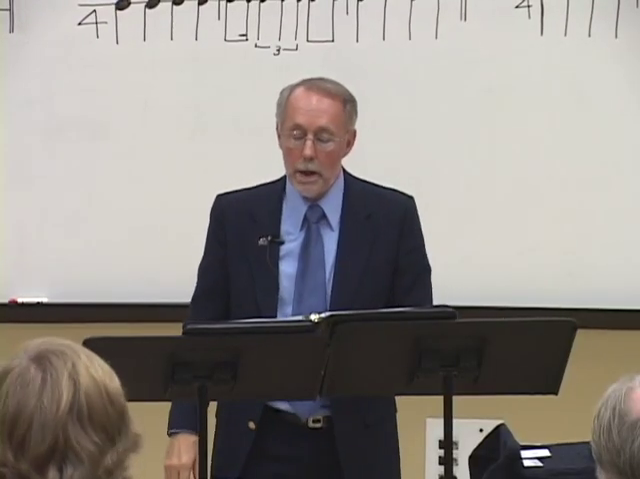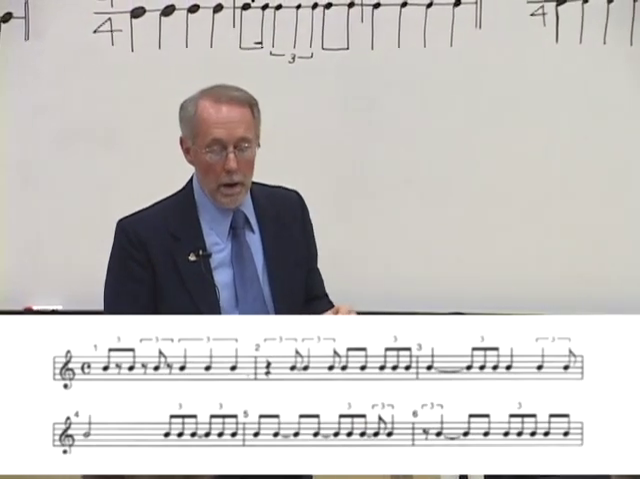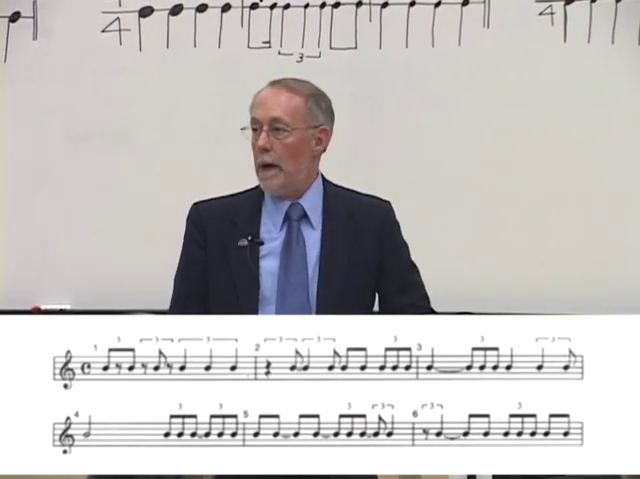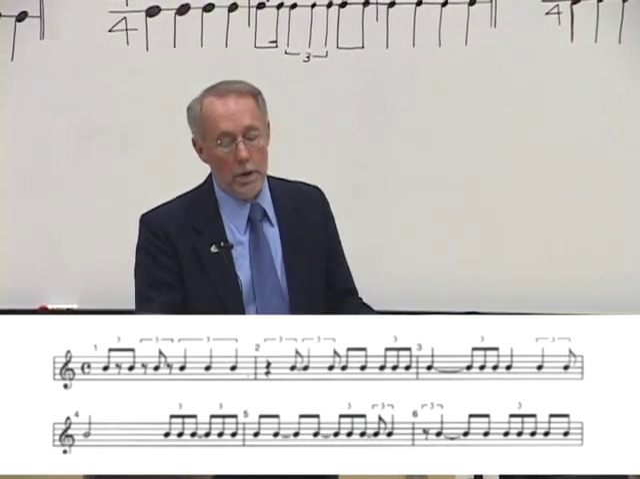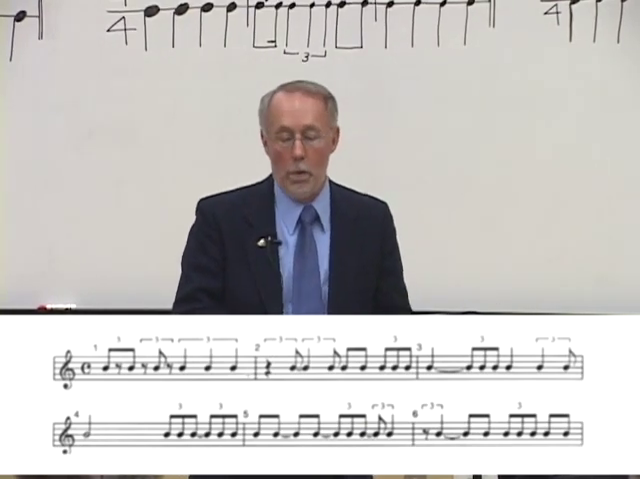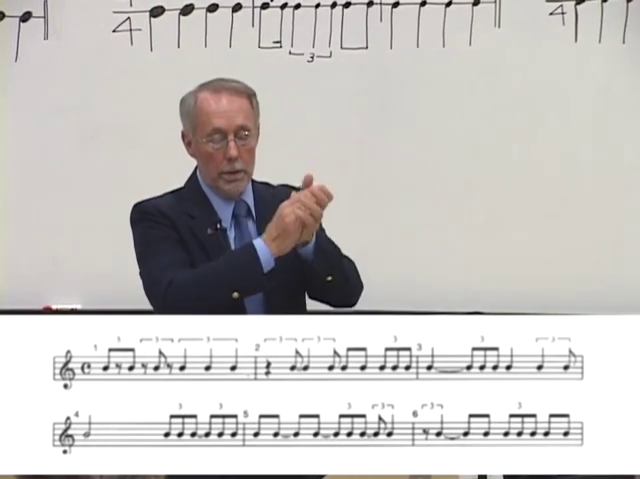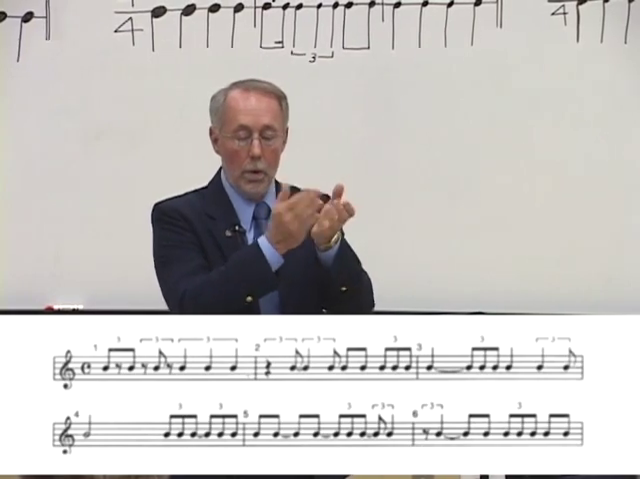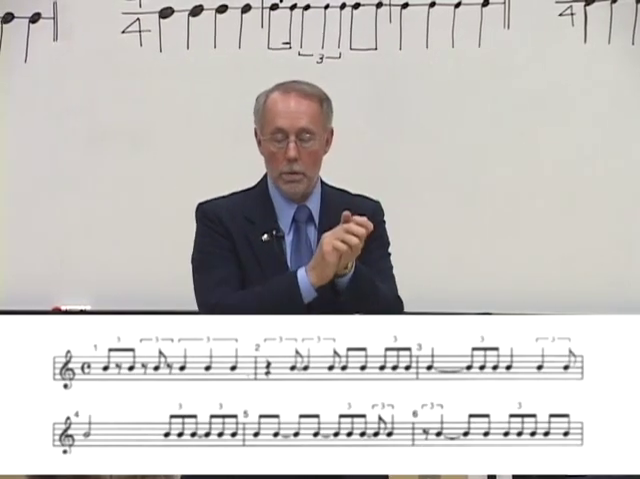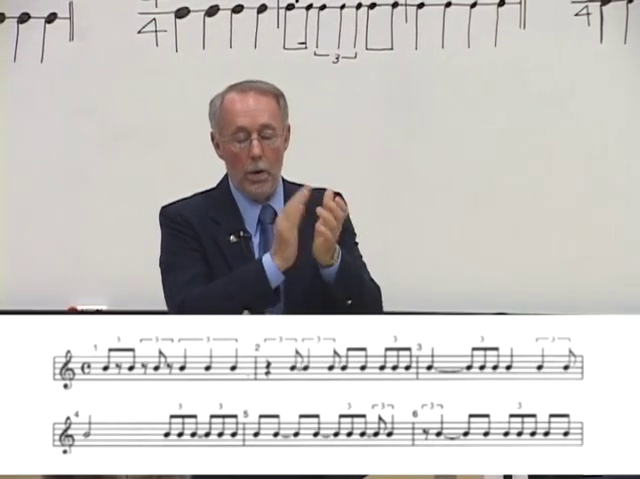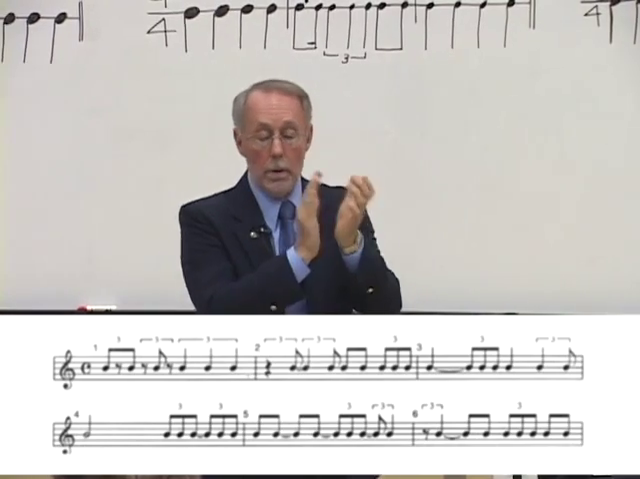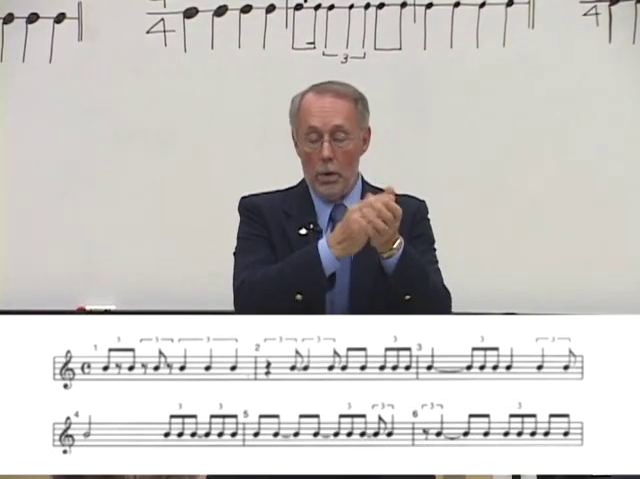Then if I come over to exercise DD, the metronome could be the downbeat, and I'm thinking triplets. One olet, two olet, three olet, four olet, one olet, two olet, three olet, four olet.